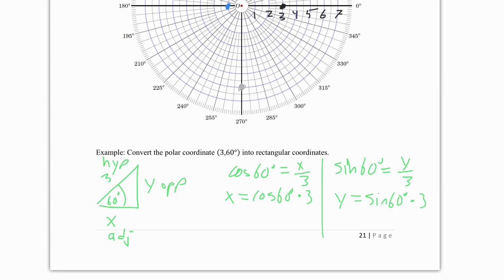Then we just need to do a little bit of unit circle knowledge. So cos of 60 is 1/2. So we get 1/2 times 3, or 3/2. And sine of 60 is root 3 over 2. And so we get 3 root 3 over 2. And so, yeah, we were able to convert our point 3, 60 into 3/2, 3 root 3 over 2. We could definitely convert our polar coordinate into a rectangular coordinate.